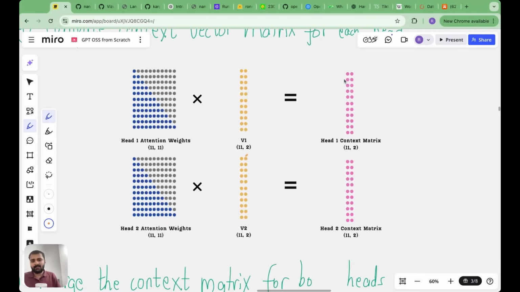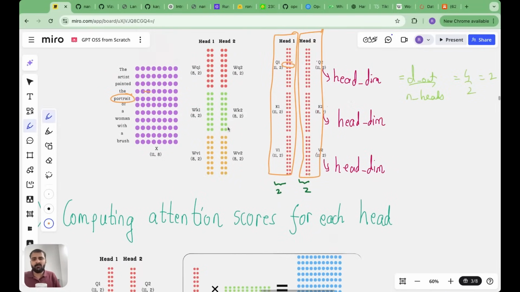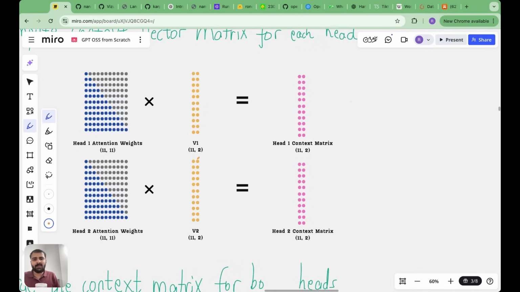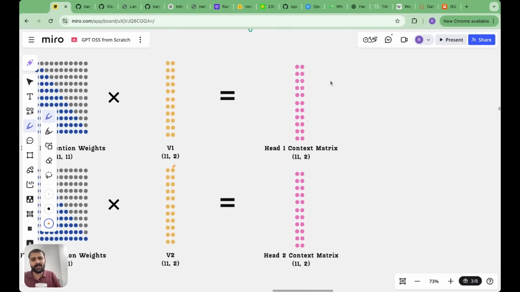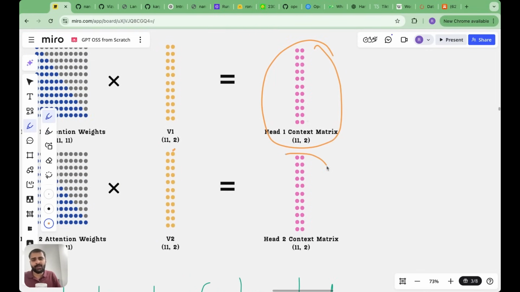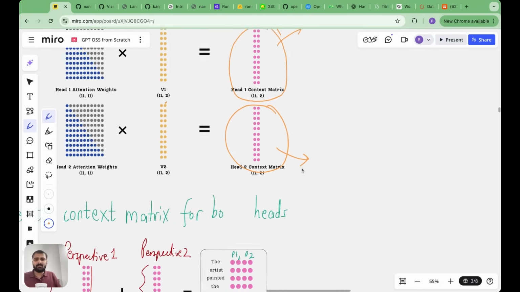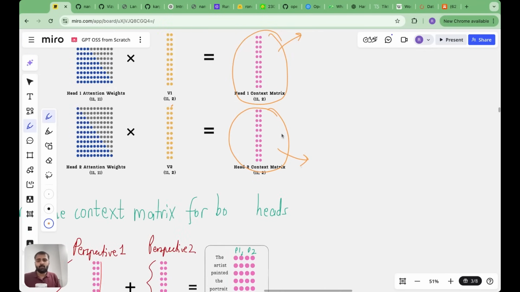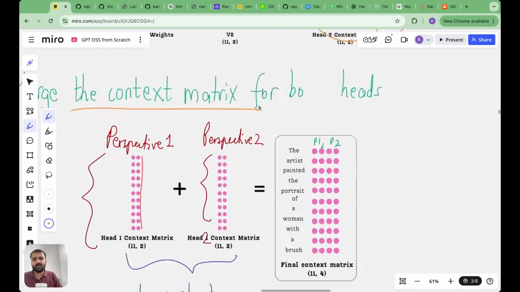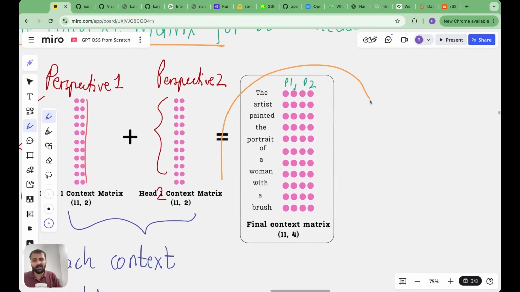Then there is one final step. The attention weights are multiplied with the value vectors which I have computed for different heads. And then we get something which is called the context matrix. We get a context matrix for head 1 and we get a context matrix for head 2. So you can think of this context matrix as the final matrix which captures all the perspective from head 1, and this matrix as capturing all the perspective from head 2, and then we merge the context matrices for both the heads, and this is our final context matrix. This is the final result which comes out of the attention block.